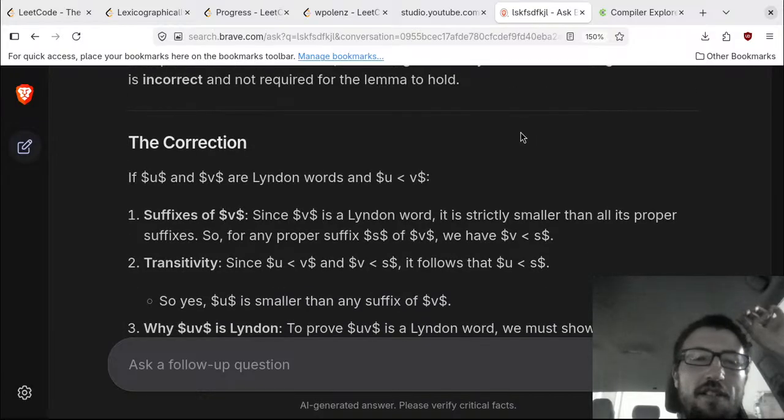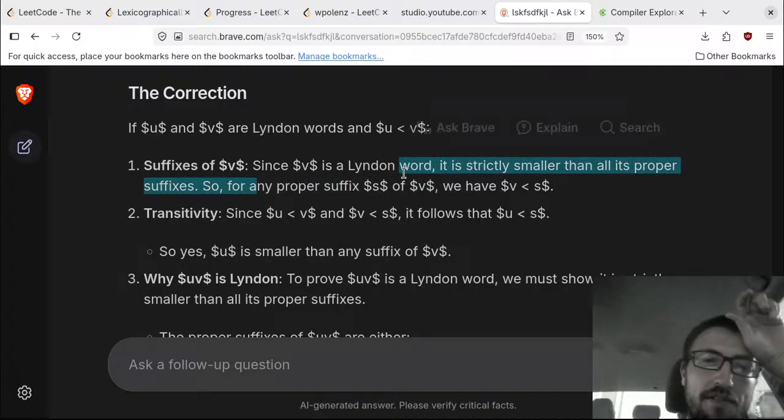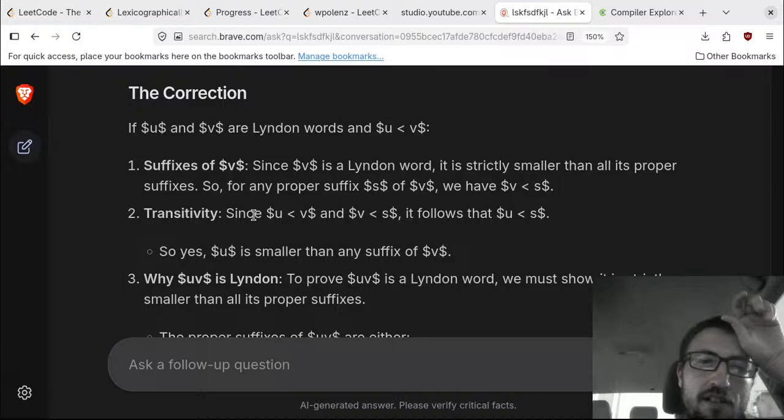Since V is a Lyndon word, V is strictly smaller than all its proper suffixes. So for any suffix S, we have V is less than S. By transitivity, U is less than V, V is less than S. It follows that U is less than S. So yes, U is smaller than a suffix of V.